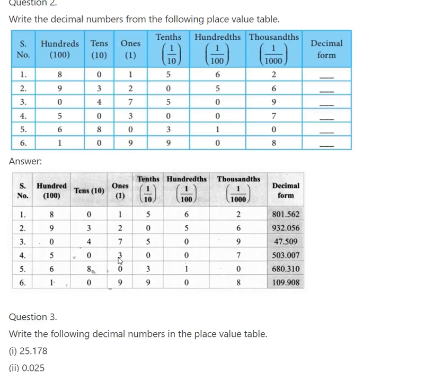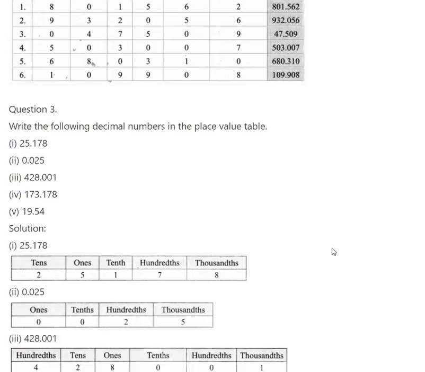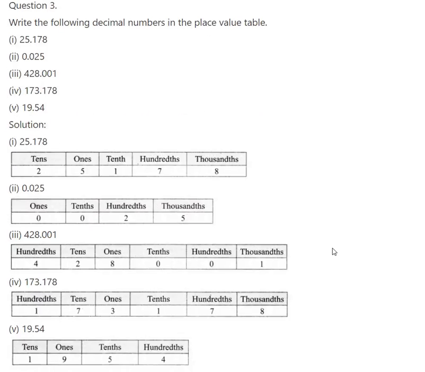So 503 point, there is no tenths and no hundredths, but thousandths are there. So 503.007. Next, 680.310. Next, 109, that is 100, there is no tens, 1 one. So 109.908. After the decimal we have to read the digits separately like this: 0.908, 0.310. We can't say them together, right? Next, question number 3. Write the following decimal numbers in the place value table.